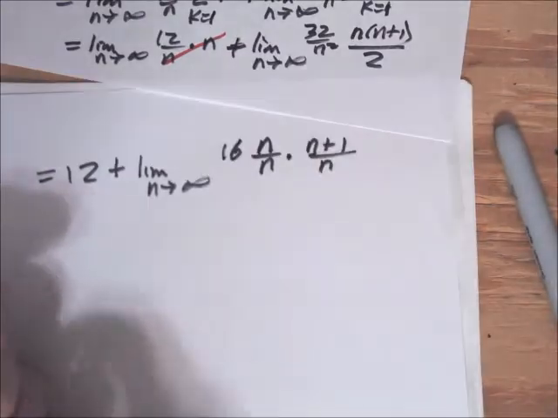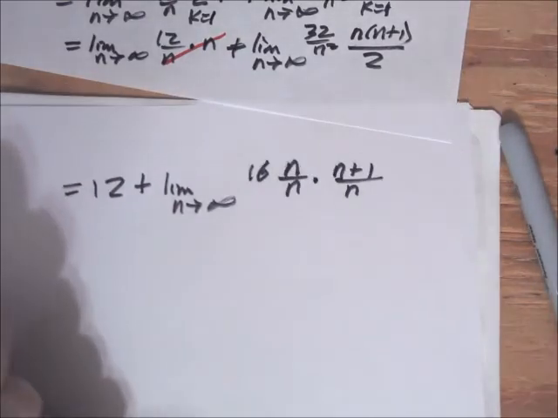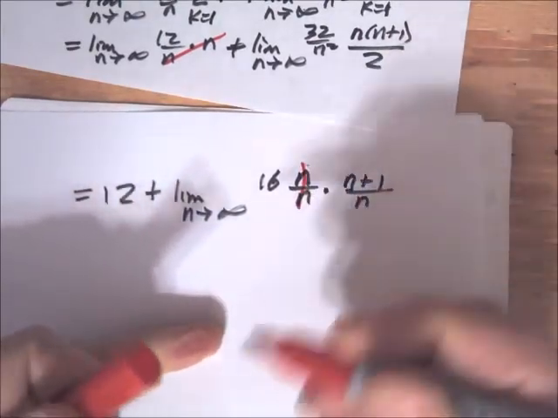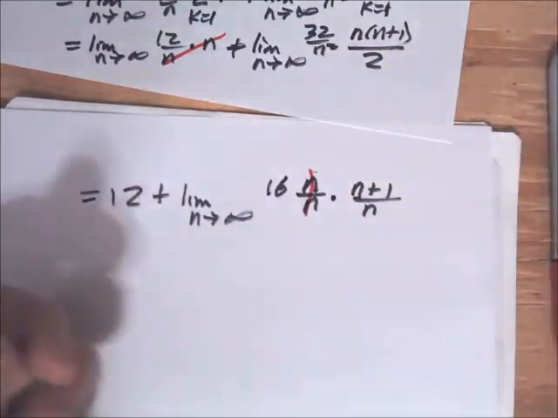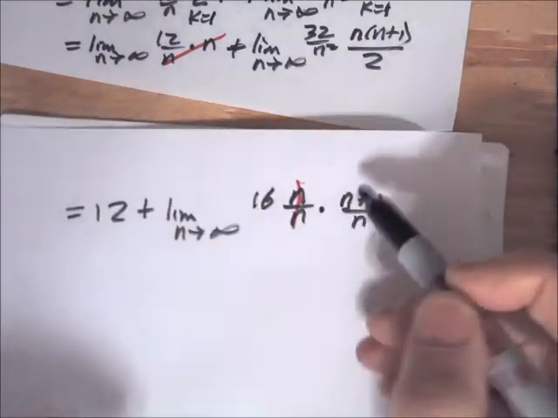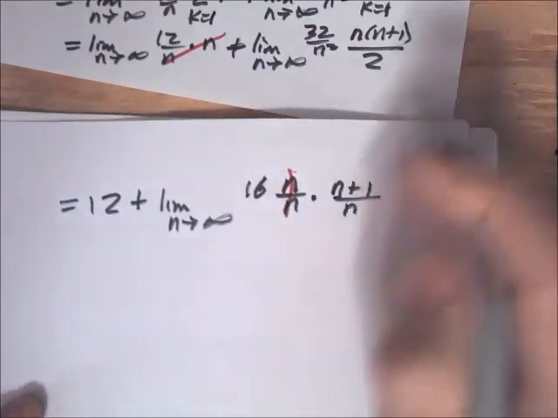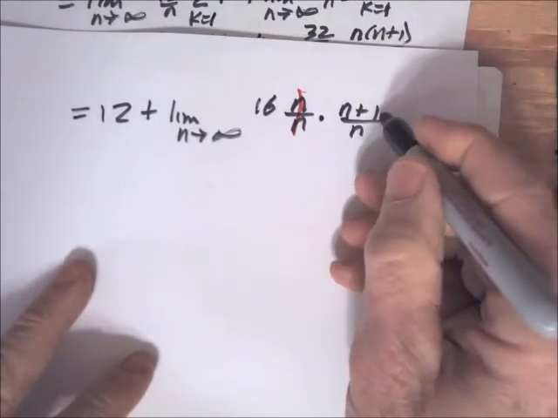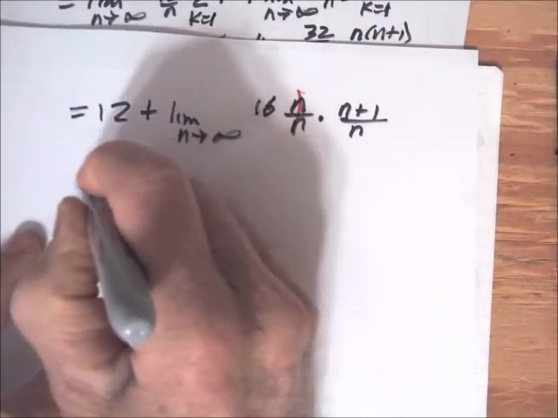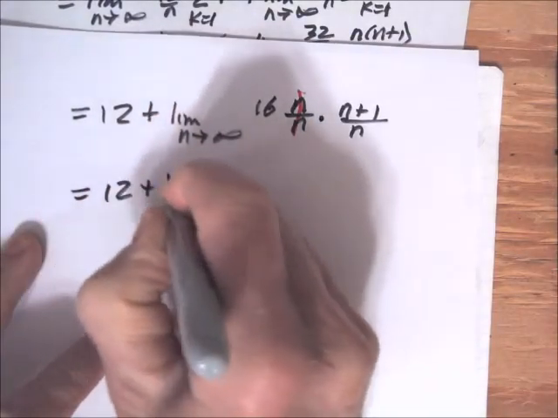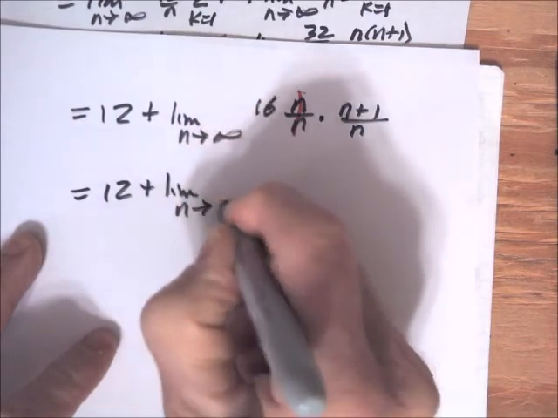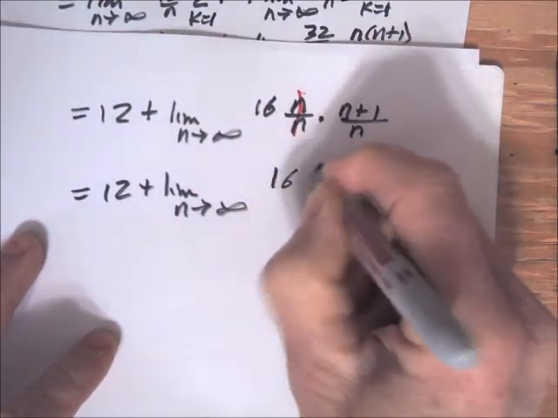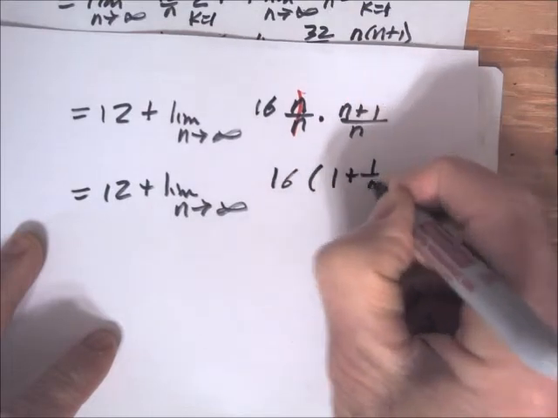Oh, I forgot to write the limit. Oh, no, the limit's right there. This cancels. And here, if we divide, we can distribute the denominator. So this is going to be just 1 plus 1 over n. So we'll have 12 plus the limit, n goes to infinity, of 16 times 1 plus 1 over n.